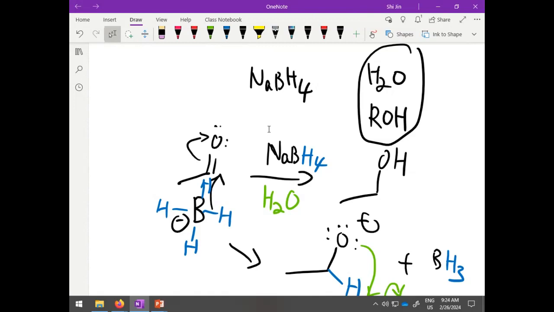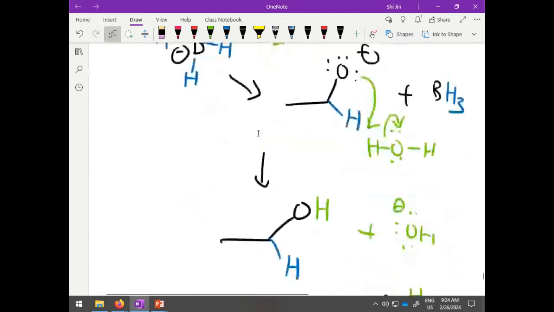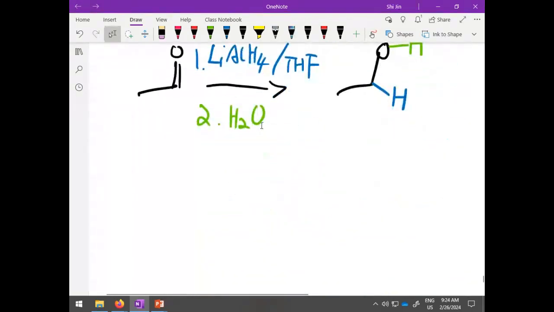So sodium boron hydride is the reagent of choice if you just want to reduce an aldehyde or ketone, because it is reactive enough to reduce the aldehyde or ketone carbonyl, but not so reactive that you cannot use water and alcohol as a solvent. Okay.